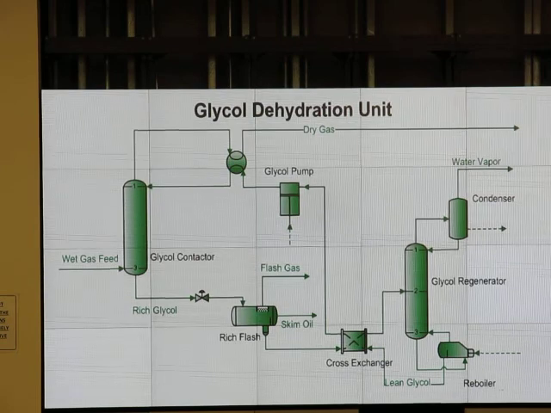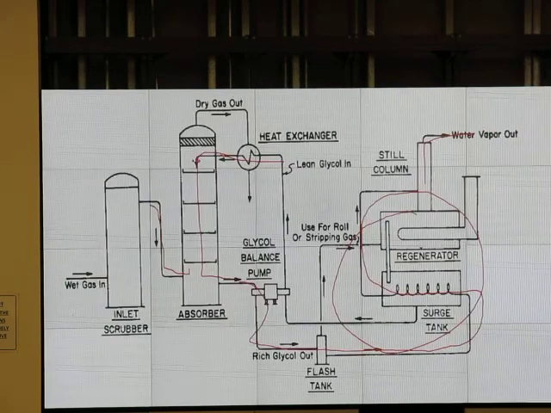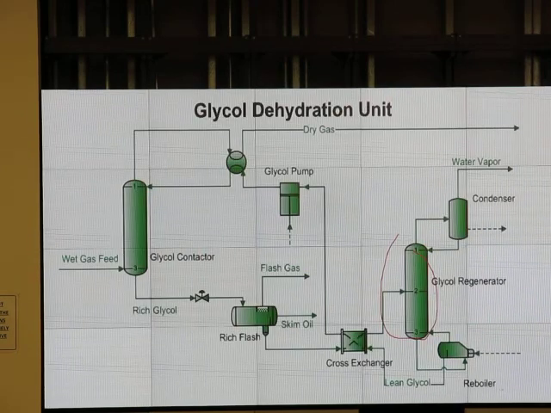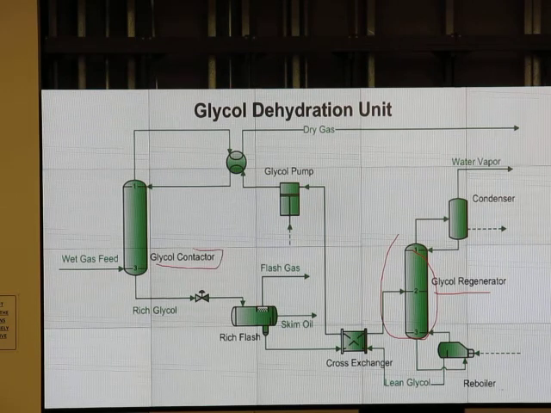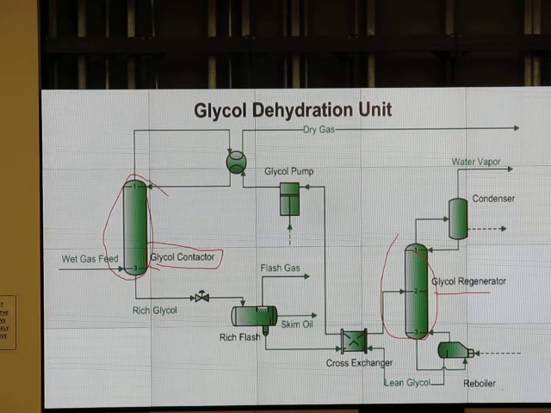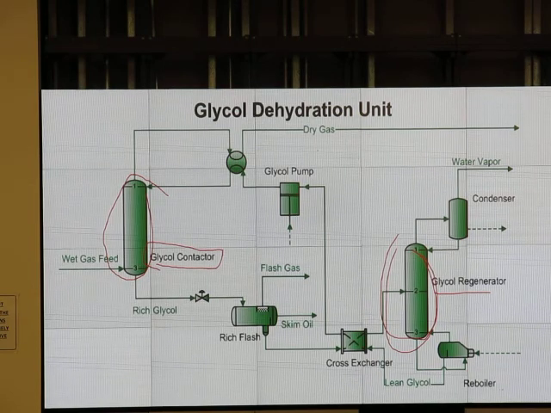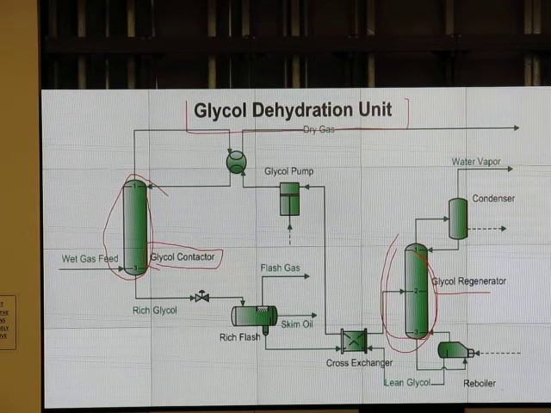We can have this regenerator, or we can have two towers: glycol regenerator and glycol contactor. The glycol contactor is the same as the absorber. So it works similarly to the amine unit. It has a heat exchanger, glycol pump, and so on. The product that we get is dry gas. It won't be bone dry yet after the glycol dehydration unit, but it's dry enough, less than 7 pounds per million standard cubic foot.